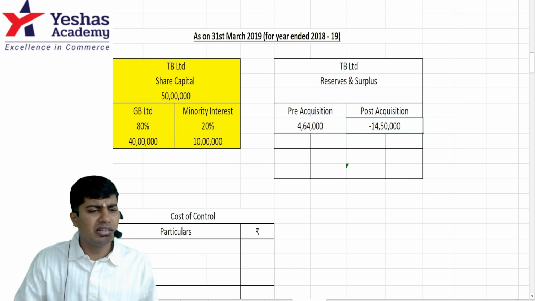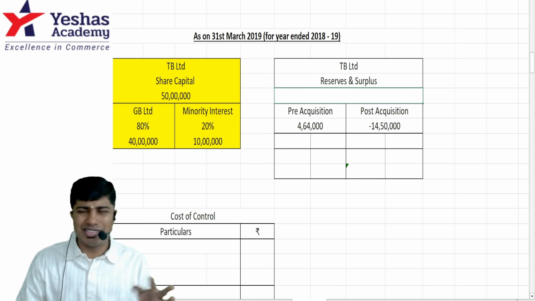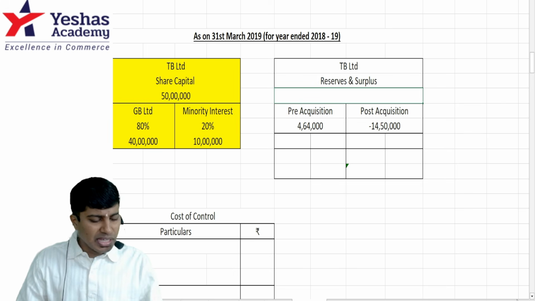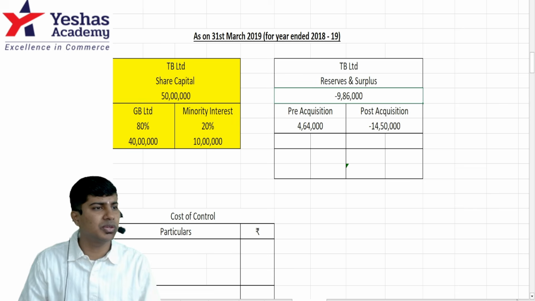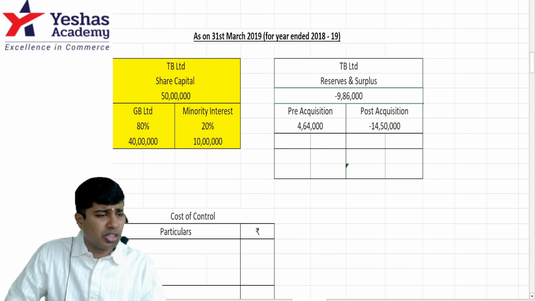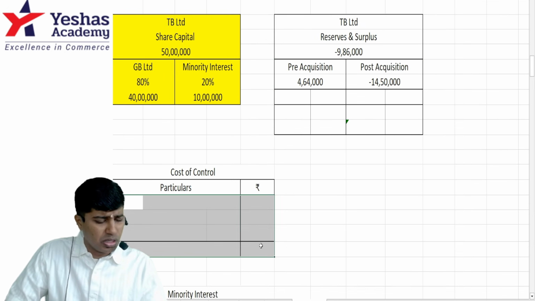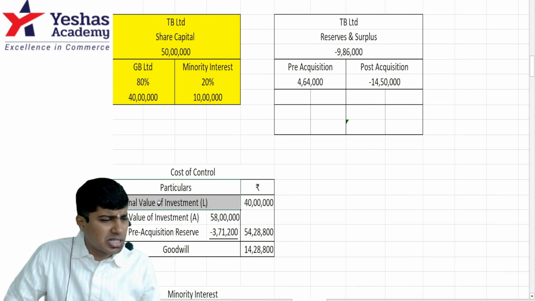As on the date of consolidation, total reserves is not needed, but total reserves is 4 lakh 64 minus 14 lakh 50, which is minus 9 lakh 86,000. Everybody got it? We will do cost of control. Cost of control is fully the same, no change.